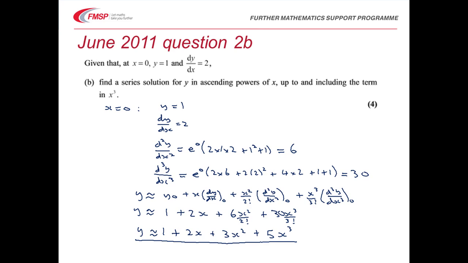The mark scheme for this part of the question gives a B1 mark for the examiner seeing that the second derivative is 6, another B1 mark for writing that the third derivative is 30, a method mark for correctly using the power series formula for y, and an accuracy mark for the final answer. The final accuracy mark is a follow-through mark following on from any initial mistake with the first B1 or the second B1.